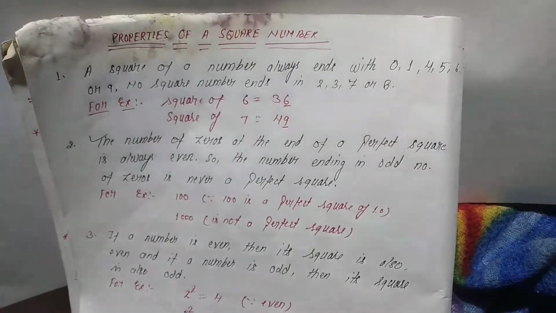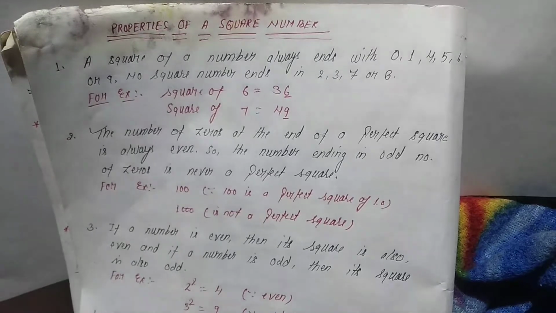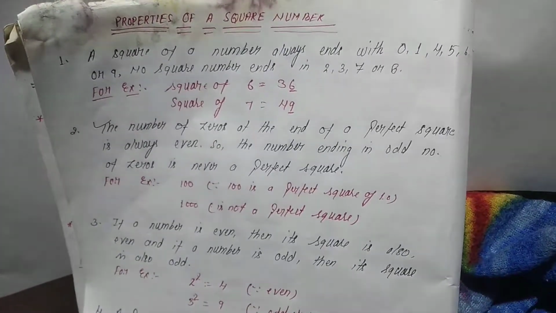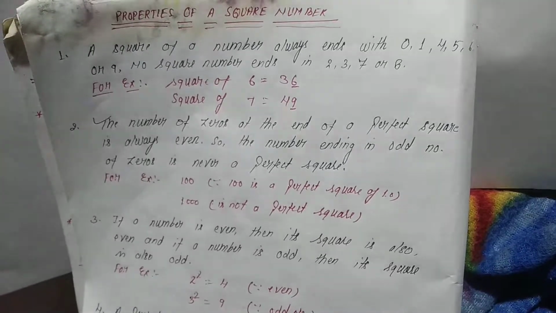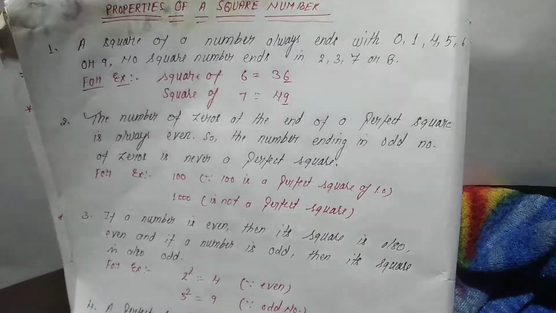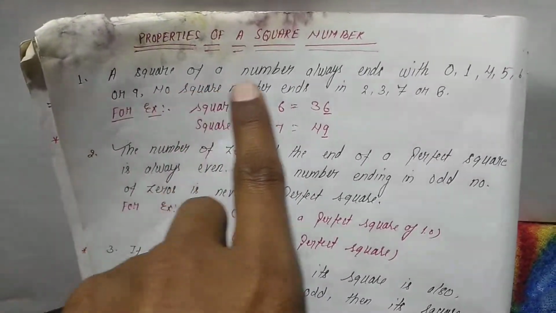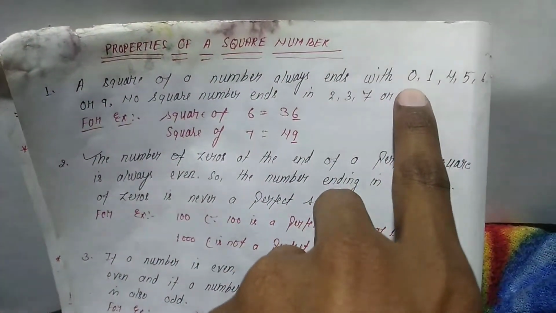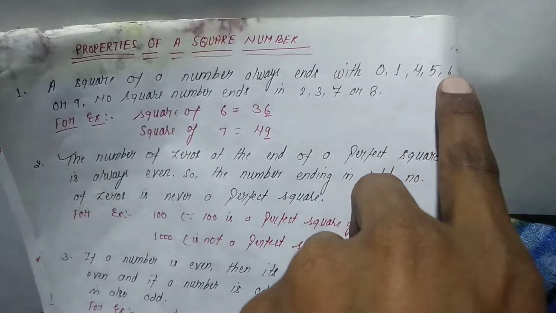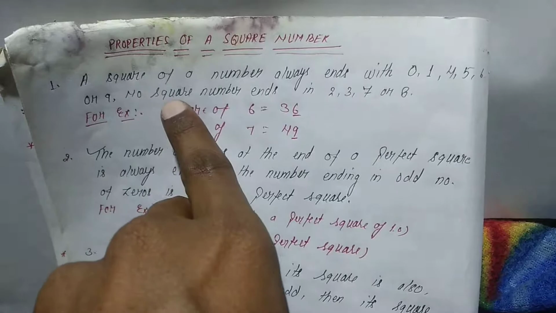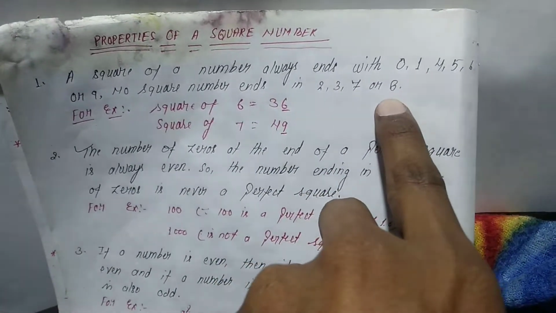Hello student, in this section of the video we will deal with the properties of a square number. By these properties you will be able to tell whether a given number is a perfect square or not. Now see the properties. A square of a number always ends with 0, 1, 4, 5, 6 or 9. No square ends in 2, 3, 7 or 8.